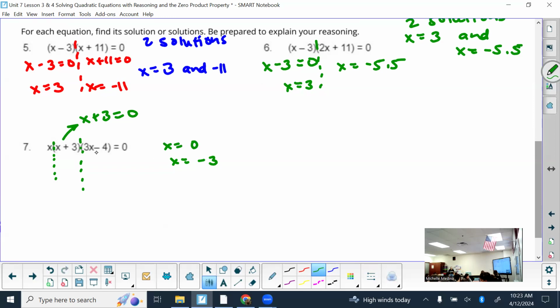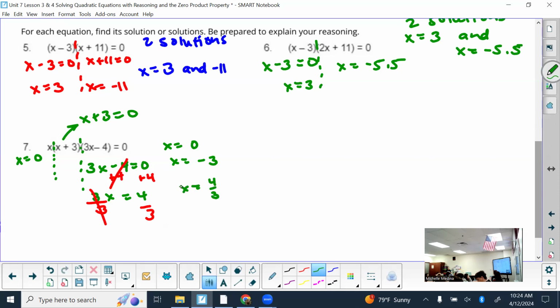But then look over here, we have another factor. We have 3 factors in this one. We set each factor equal to 0 if they all multiply to give you 0. Solve them all separately to figure out what it has to be. So 2-step equation. You're gonna add 4 to each side. Instead of multiplying 3, you are going to divide 3 on each side. So this one has 3 solutions. And it's these 3.